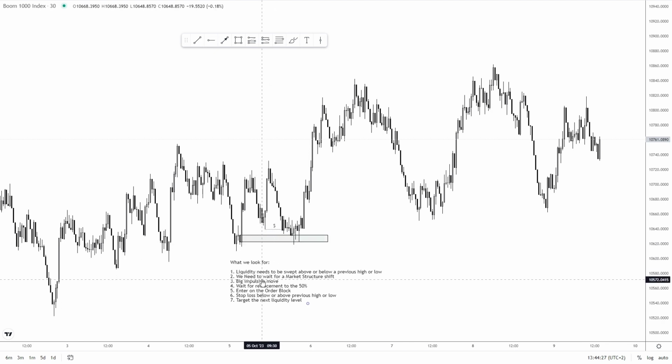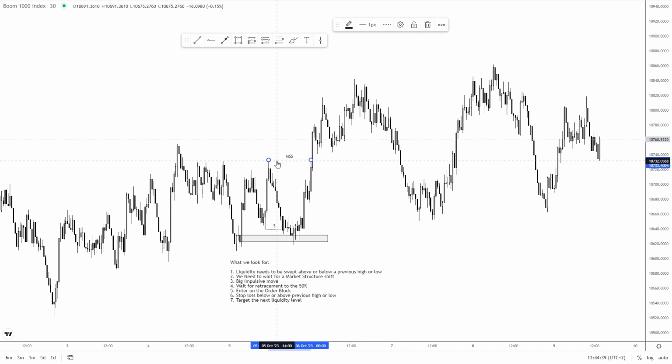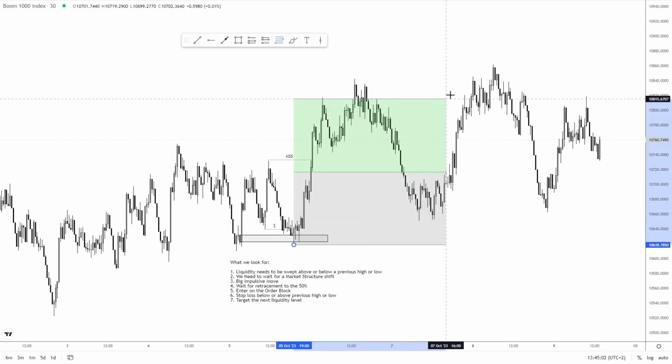Now the next thing we need to do, we need to wait for the market structure shift. So this happens right here. Market structure shift. Now, when the market structure shift occurs, we want to see a big impulse move away. We need to see a big impulse move for this trade to be valid. Now we need to wait for the retracement to the 50%. So I'm going to take it from this low to the high.